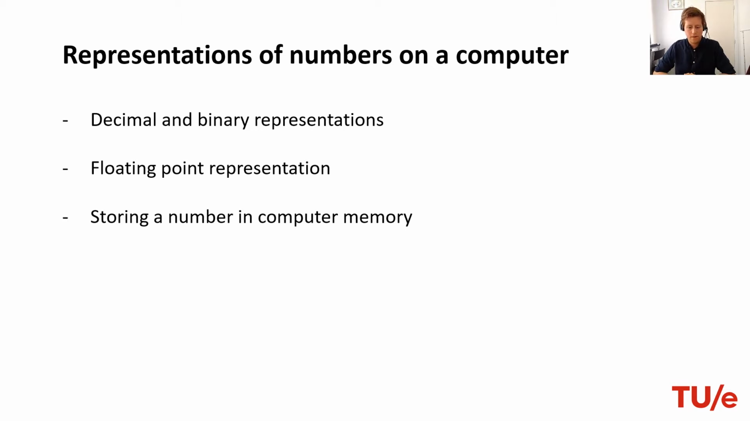Firstly, I'll discuss the difference between decimal and binary representation of numbers. And then we'll talk about the floating point representation and how this allows us to store both very large numbers and very small numbers in a relatively easy and similar fashion. Finally, I'll discuss the standard way of how numbers are then actually converted into bits in computer memory according to a certain engineering standard.